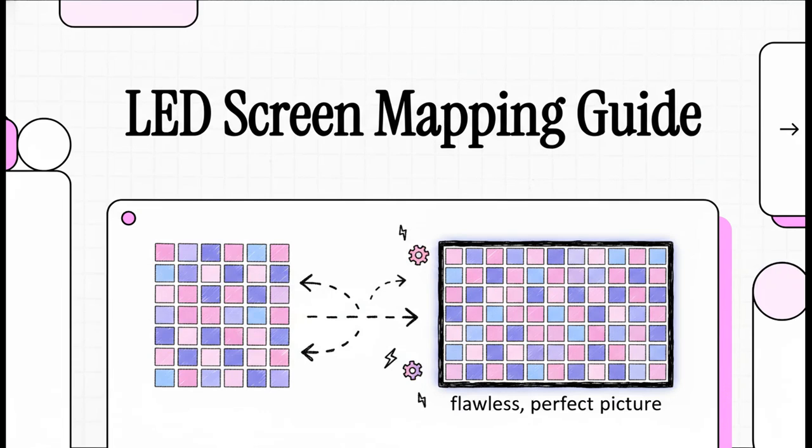You know those gigantic, absolutely stunning LED screens you see at concerts or big events? Ever wonder how they get that picture so perfect? Well, it's not magic. It's a really careful process called screen mapping. And today, we're going to break down exactly how you, as a technician, can turn a chaotic mess of pixels into a flawless, breathtaking image.